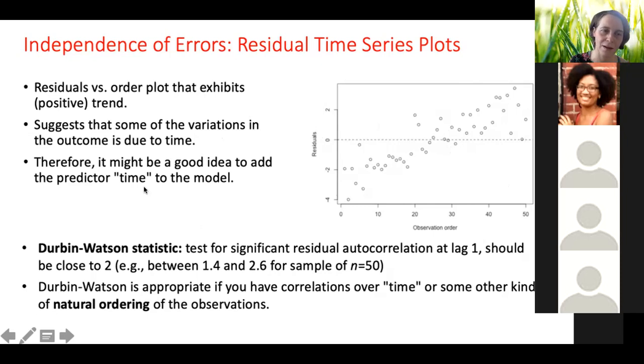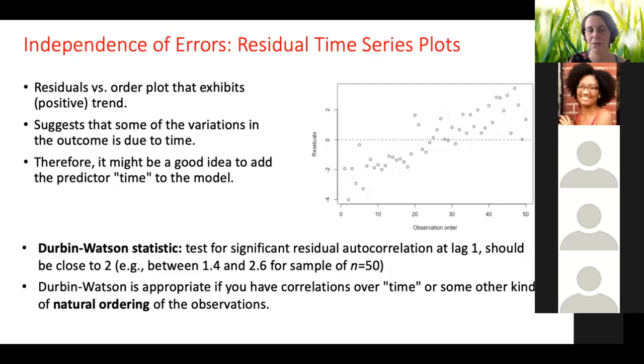So one point that I wanted to mention, there is something called the Durbin-Watson statistic, a formal test for autocorrelation of your residuals at lag 1, so basically really between consecutive time points. It does not take into account some potential autocorrelation between time points that are 2 points apart from each other.